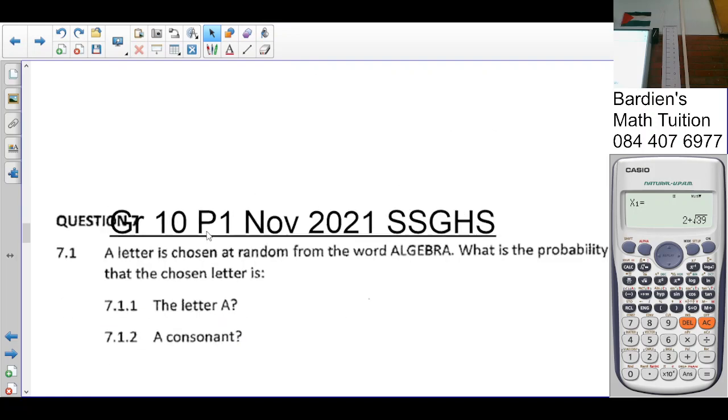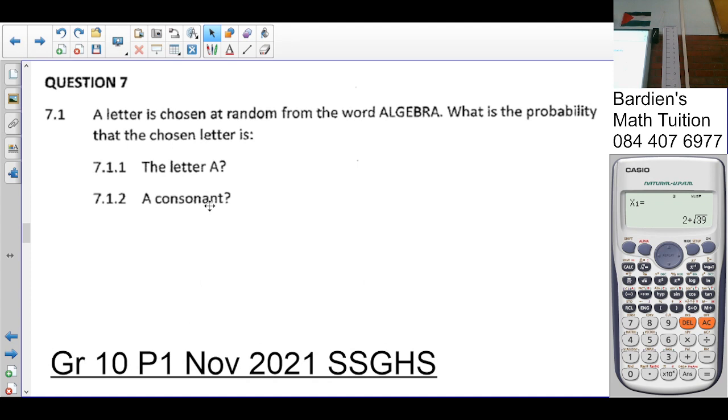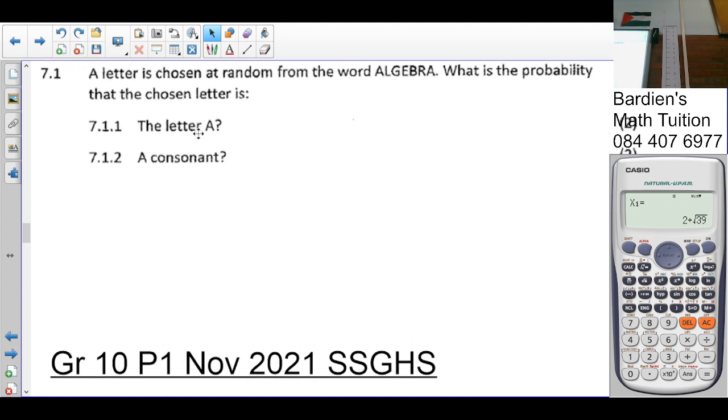We're drawing close to the end, yes. Question 7, we are told that a letter is chosen at random from the word algebra. What is the probability that the letter chosen is the letter A? So how many A's are there? There's 2 A's. The probability of drawing an A is 2 out of 1, 2, 3, 4, 5, 6, 7 letters. Is that correct?